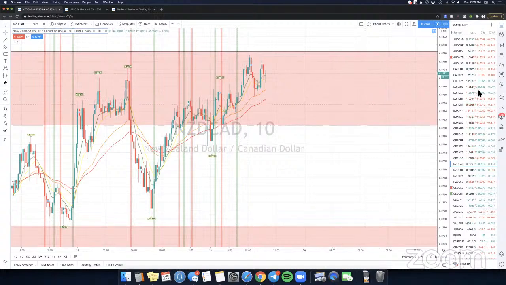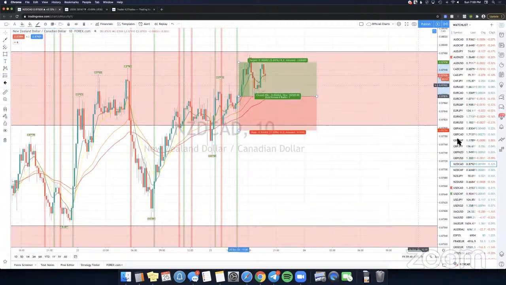Same thing at 1650. Price is above the pivots in a clear uptrend. We have a retracement right here. So price comes up, retraces, rejection off the pivots, buy signal, long position right there, full TP.